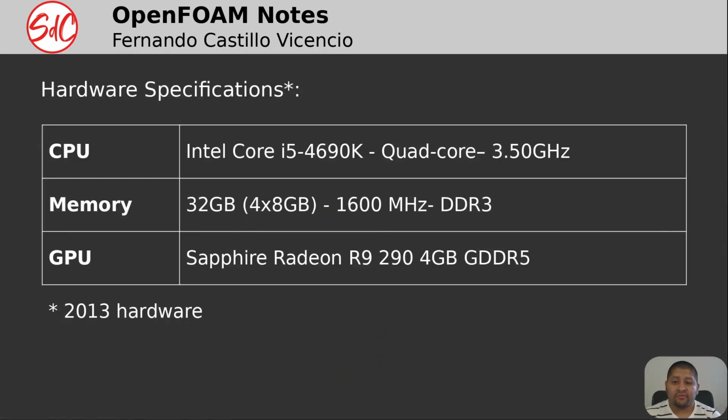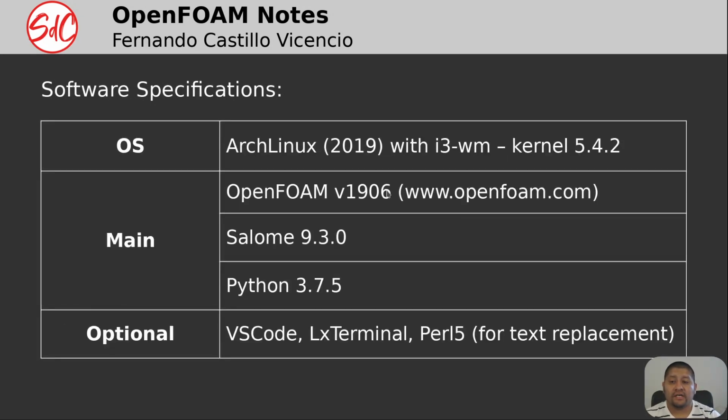Well, my hardware is a 2013 hardware. I have an Intel Core i5-4690K quad-core processor, 32 GB of RAM, and a Sapphire Radeon R9 290 graphics card. Currently, I'm using the Arch Linux operating system with the i3 window manager using kernel 5.4. The main software used in this video is OpenFOAM 1906 from openfoam.com, Salome 9.3, and Python 3.7. There are other optional software such as Visual Studio Code, LXTerminal, and Perl for text replacement.